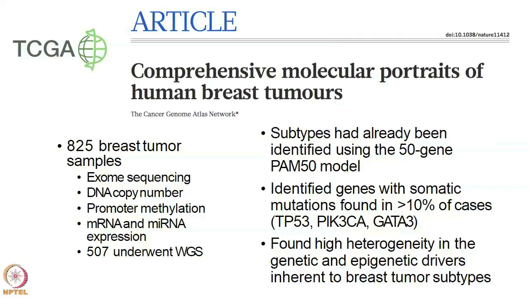So we're going to look at the subset of the TCGA breast cancer study that was used for the CPTAC study. So I just wanted to introduce the breast TCGA study. This was a study that was published, I think in 2012, where they looked at 825 breast tumors. They did exome sequencing, DNA copy number, methylation, mRNA and microRNA expression. And then they subtyped these breast tumors based on a PAM50 model, which is a typical way of subtyping breast tumors. I'll talk a little bit about what those subtypes are because you'll probably hear about them a lot this week. And then they identified genes with somatic mutations in different samples. So they were really just characterizing breast tumors from a genomic perspective, looking at the genomic drivers.